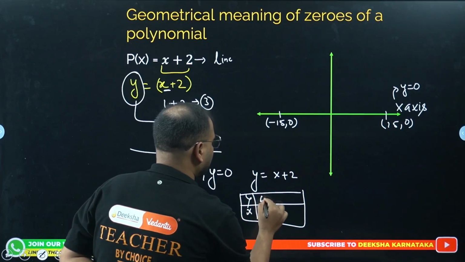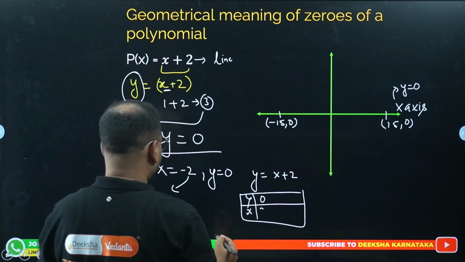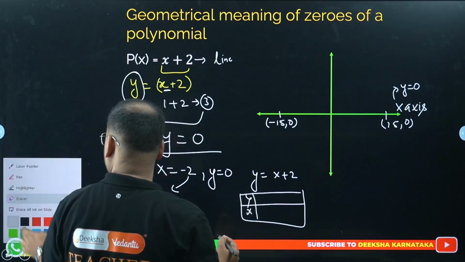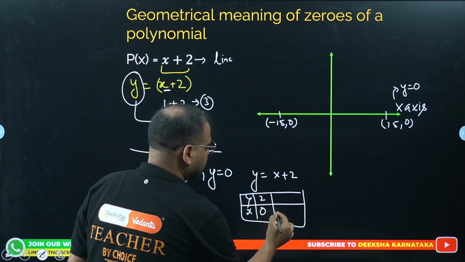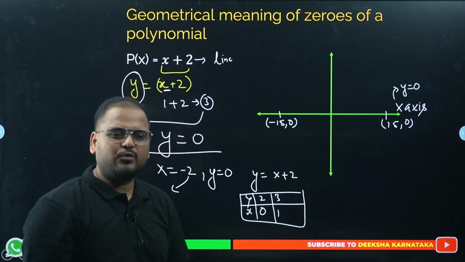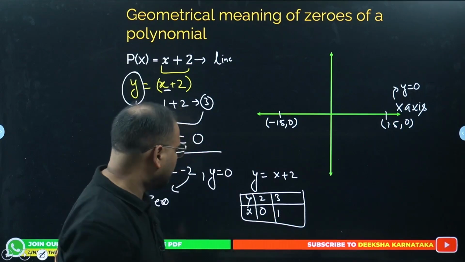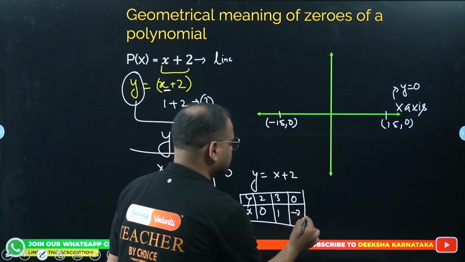Take x as 0. What is y? 2. Take x as 1. What is y? 3. We have 2 points, and 2 points are enough to make a straight line. Take y as 0 now. x will be minus 2.